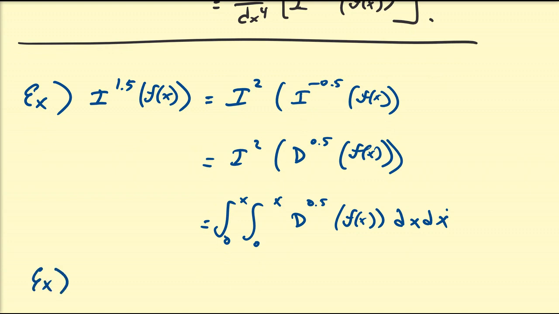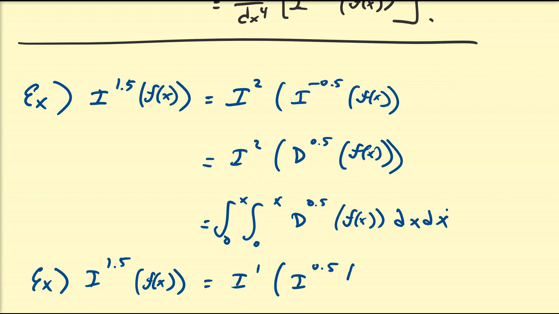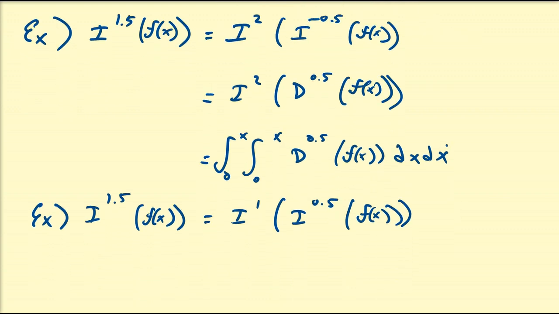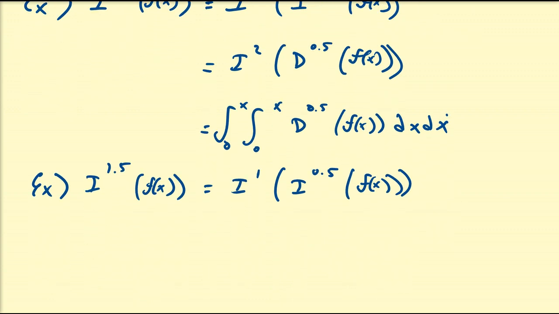But of course, that's not the only approach one can do. I^1.5 of f(x) can be found by, say, doing I^1 of I^0.5 of f(x). Since that order 1 is a natural number, we can just treat that as a standard integral. And I^0.5 can be defined as the Riemann-Liouville integral operator. And that would just be that.